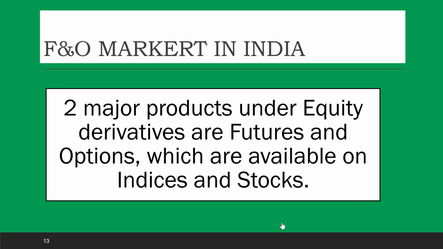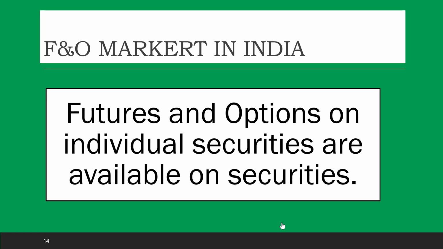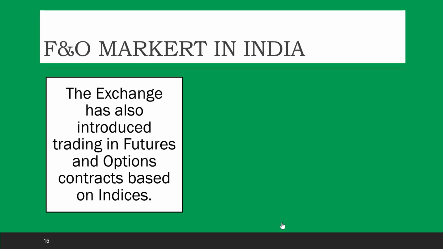Two major products under equity derivatives are futures and options, which are available on indices and stocks. So basically, you can take a bet on either an index or a stock. Futures and options on individual securities are available because individual securities will have two kinds of rate, one in the cash market and one in the futures market, for the same stock. We'll understand that very soon.